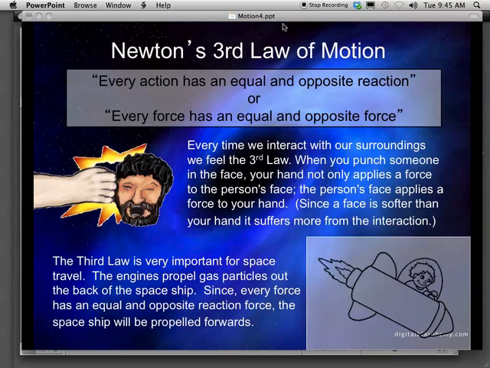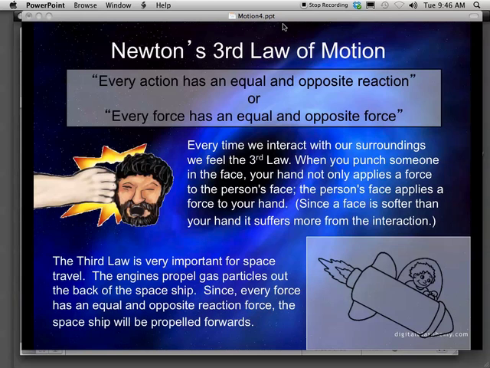Now, Jimmy's face would hurt a lot more than my hand because Jimmy's face is made of soft tissue, my hand is made of mostly bone. But the forces are equal. If I push off of Jimmy's chair with a force, I'm pushing on the chair with a certain force, but at the same time there's an equal force pushing back on me, which causes me to roll across the floor. An equal and opposite force.